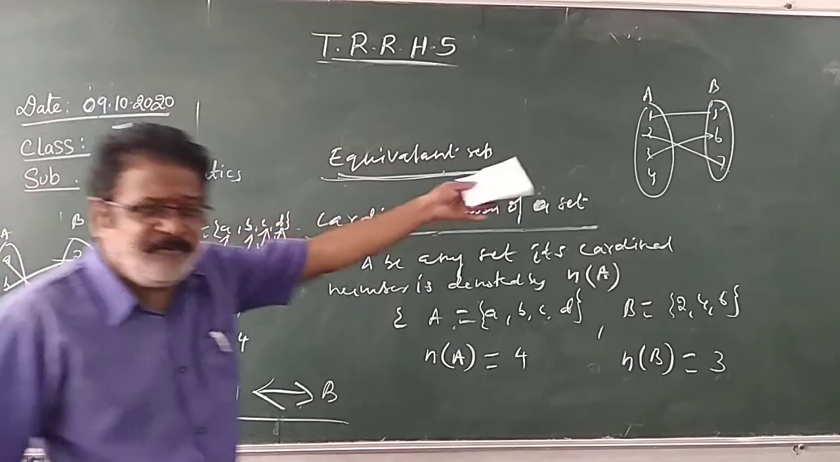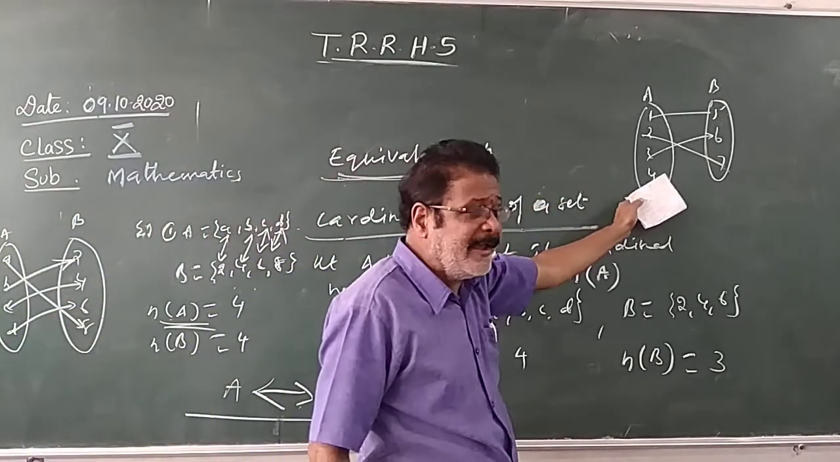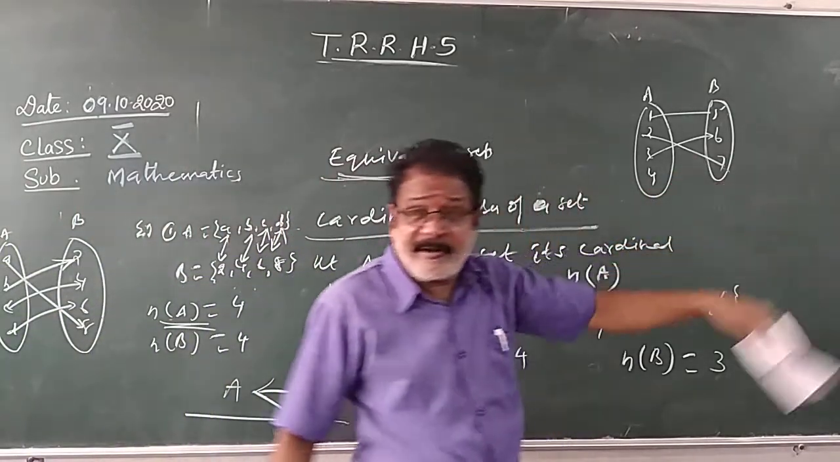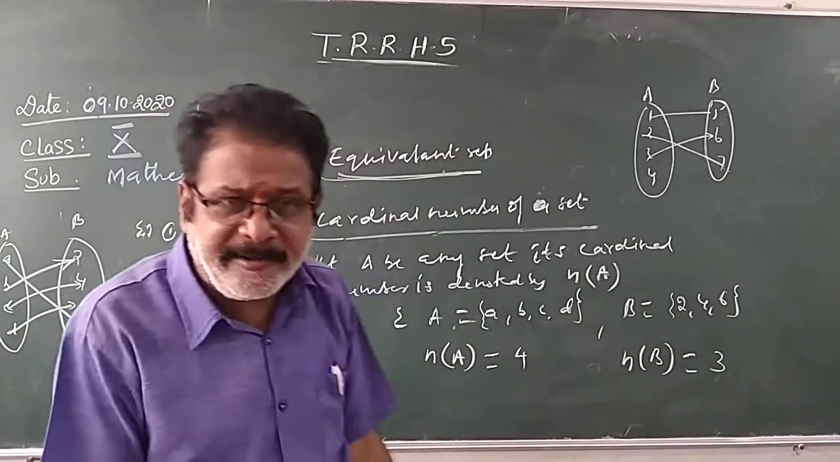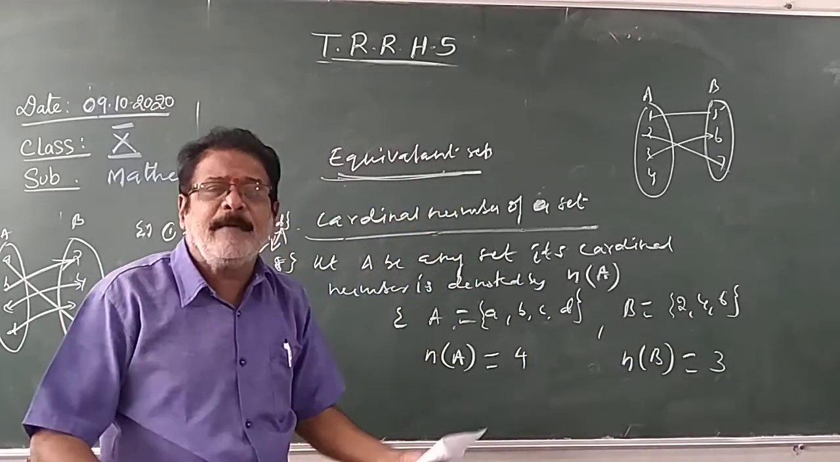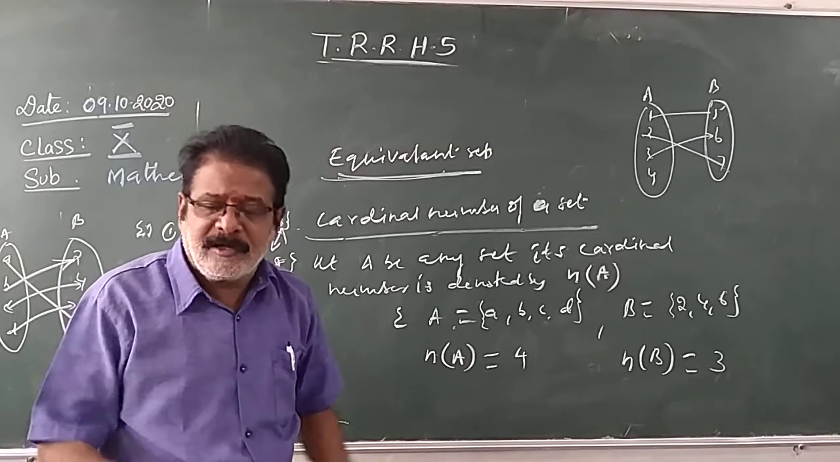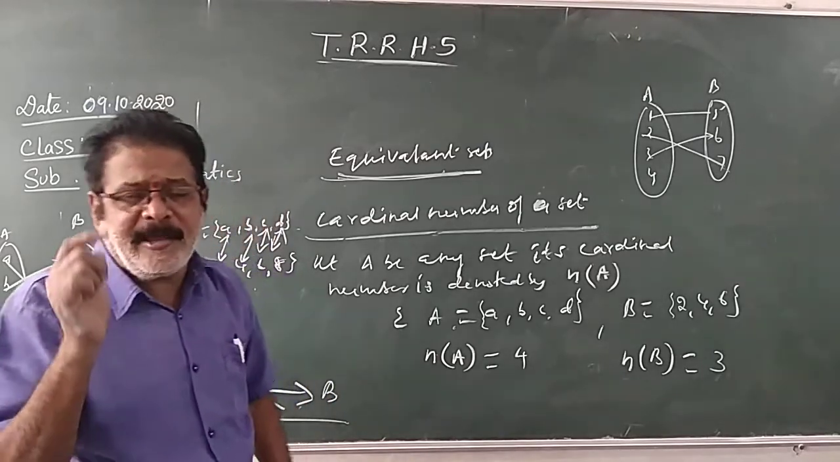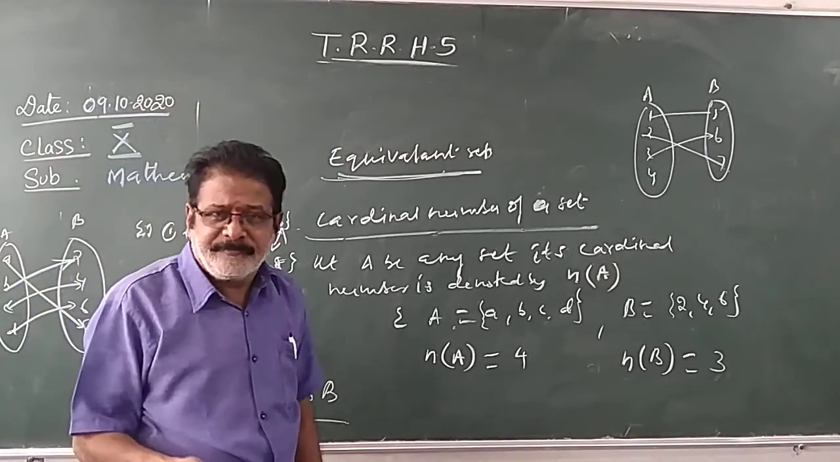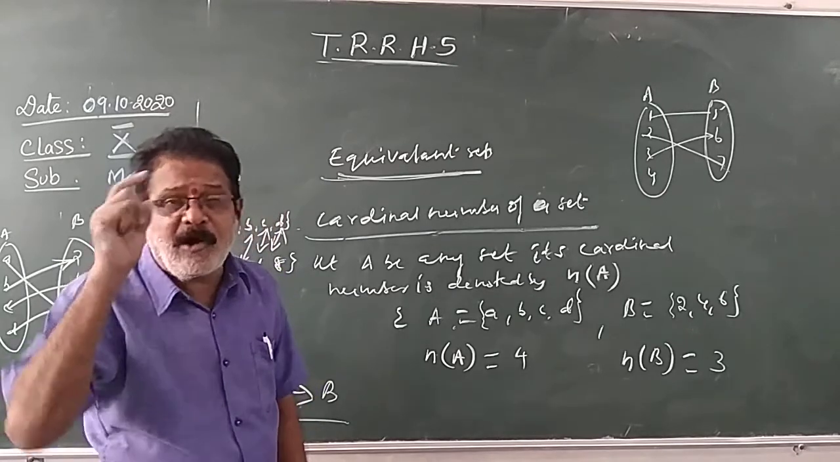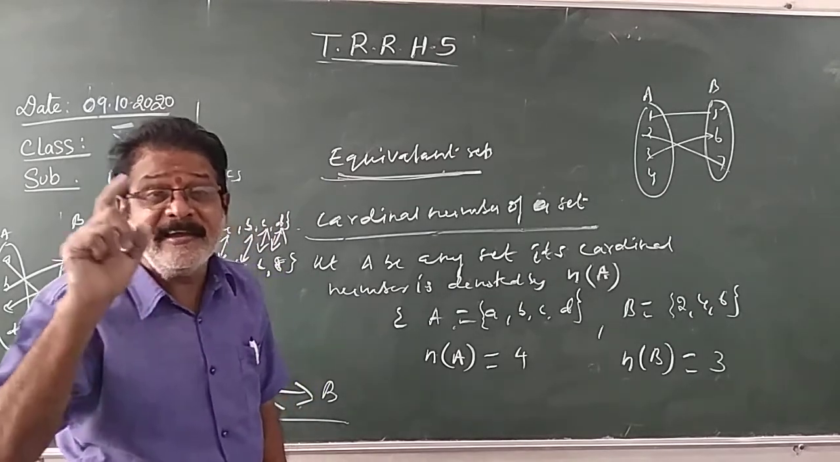Why are they not equivalent? N of A is equal to 4. There are 4 elements in A. There are 3 elements in B. That is why they are not equivalent. Equivalent means what? Number of elements should be the same. The two sets which have the same number of elements, the same cardinal number, we can say are equivalent sets.